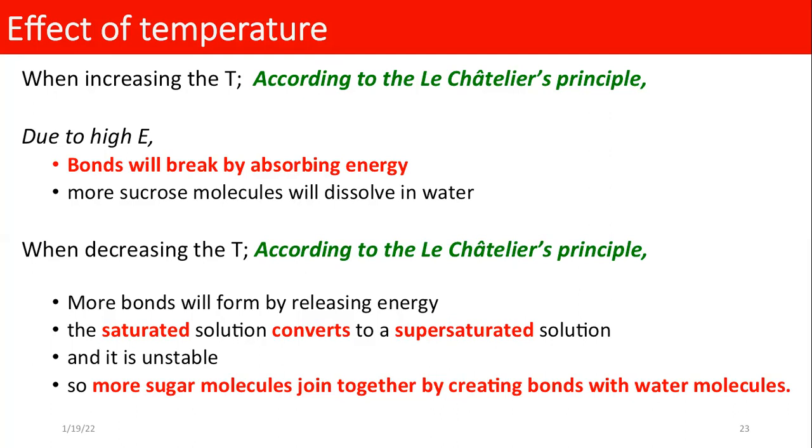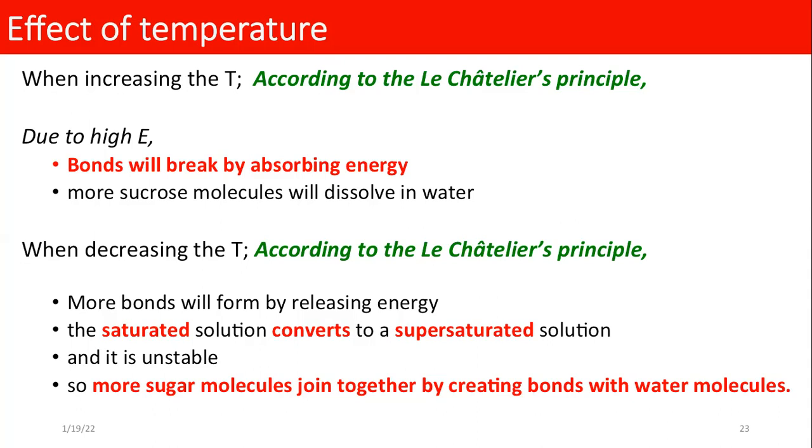Then there is a principle called Le Chatelier's principle. I hope you have heard of it. It is a very popular principle in chemistry regarding saturation. According to Le Chatelier's principle, when we increase the temperature of a solvent, it will try to decrease the energy. We are going to increase the energy by providing heat, but the solvent itself tries to reduce the energy. So what is the only way to reduce the energy?